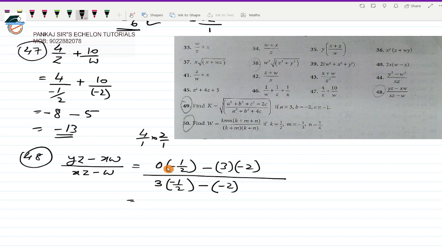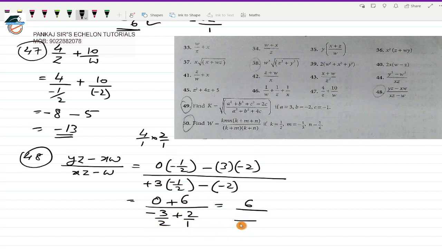Now 0 multiplied by a minus half. 0 multiplied by anything is 0. Fine. Now here it is minus 3 into minus 2. That will be minus into minus plus. 3 2s are 6. That's it. Now here this is plus 3. Plus into minus will be minus. And this will be 3 into 1 by 2 will be 3 by 2. Here it will be minus into minus plus and then a 2. Fine. This will give us 0 plus 6 equal to 6 upon, here you do LCM.